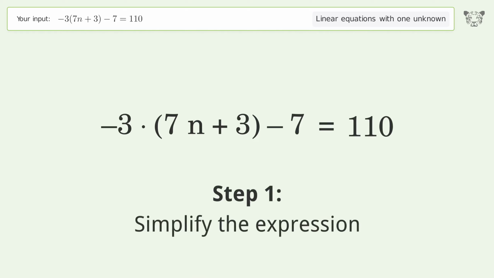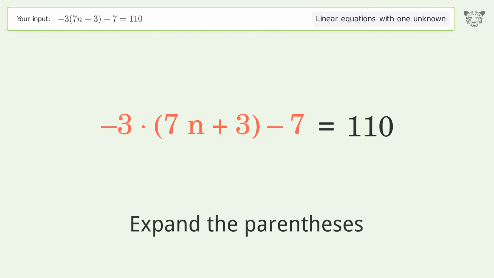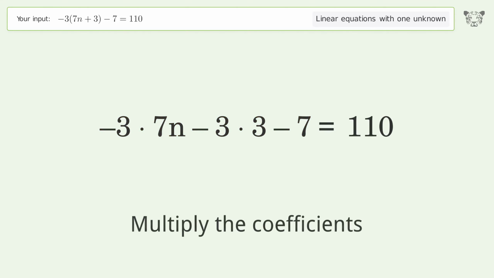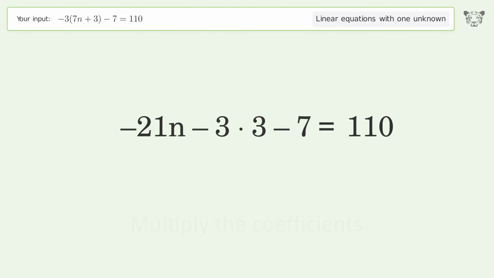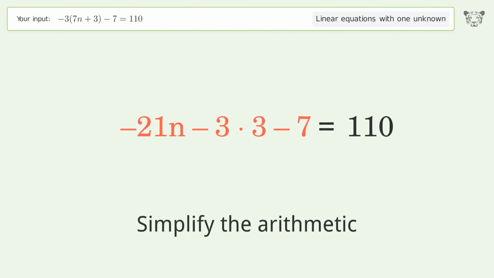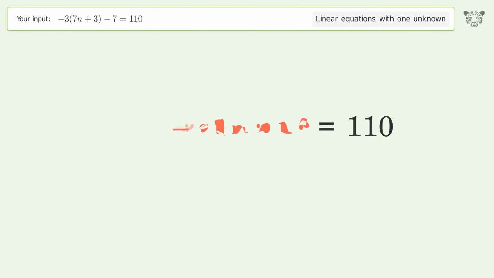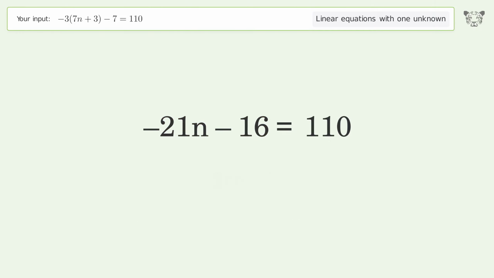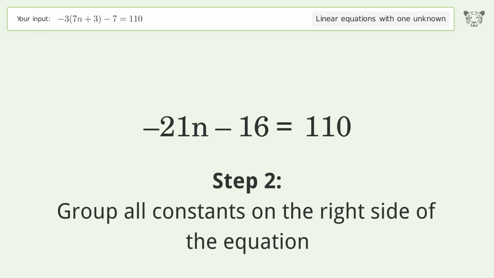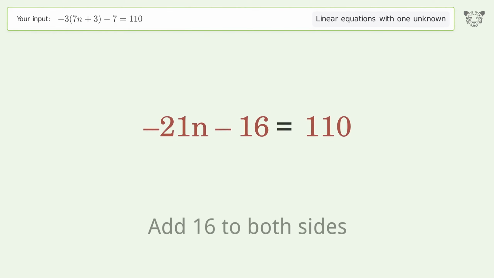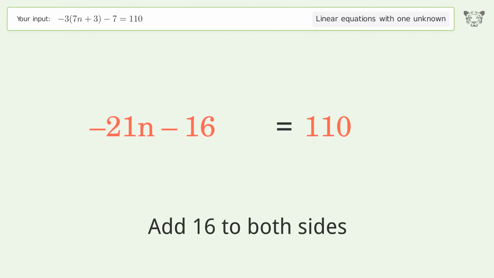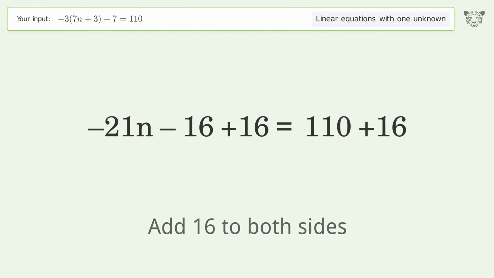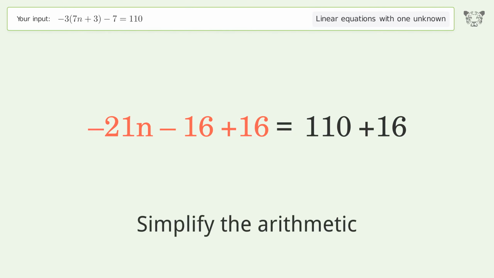Simplify the expression. Expand the parentheses. Multiply the coefficients. Simplify the arithmetic. Group all constants on the right side of the equation. Add 16 to both sides. Simplify the arithmetic.